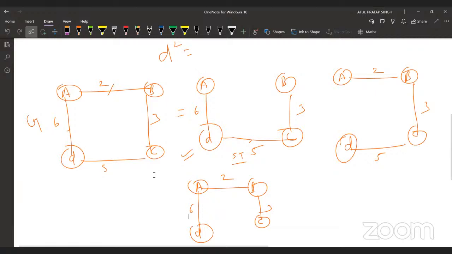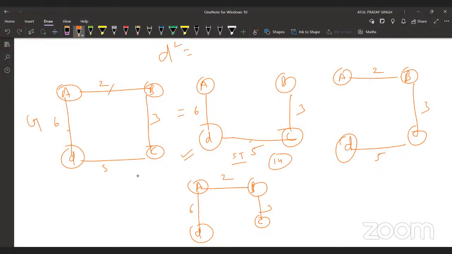So there are many possible spanning trees for any graph, but here we are not interested in just any spanning tree. We are interested in the minimum spanning tree. So what is the minimum spanning tree? If we create a spanning tree for any graph and add the weight of each edge in the spanning tree, the total edge weight should be the minimum among all possible spanning trees. So for example, the total weight for this spanning tree is 6 plus 5 plus 3, which is 14.